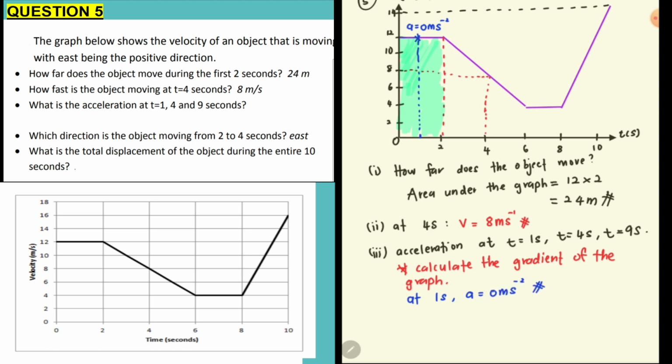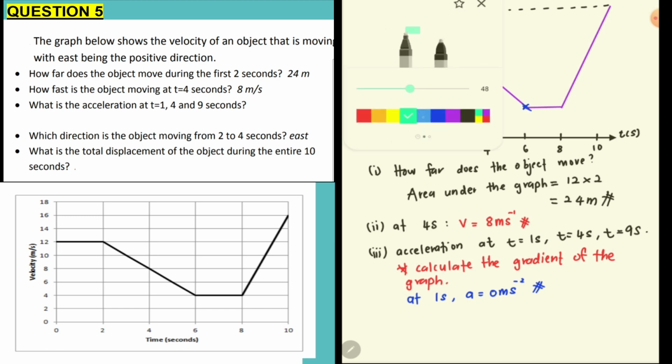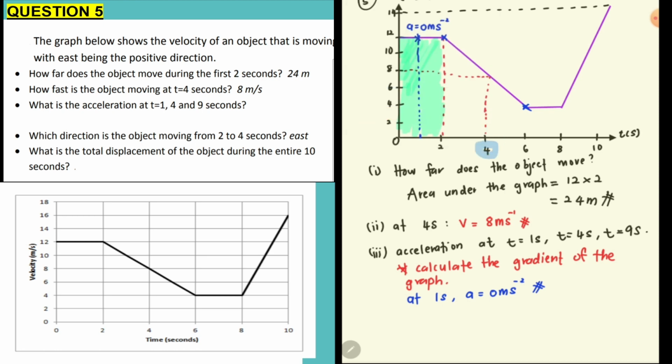Next, at 4 seconds, we can calculate the gradient. The gradient is the straight line, so from here to here, we want to calculate the gradient at 4 seconds. At any point along the line, the acceleration at 4 seconds or at 3 seconds, 5 seconds is constant, sama. Dia nak 4 seconds. So let's calculate the gradient.